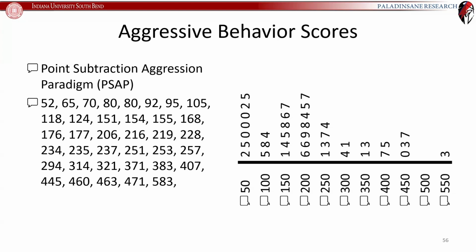And that indicates the frequency with which scores went into that bin, went into that stem. So we can then see that there were a lot of scores in the low aggression side of this distribution. So between 50, 100, 150, and 120, there's a lot of scores there. And then as aggression increased, the number of subjects with those aggression scores decreased.